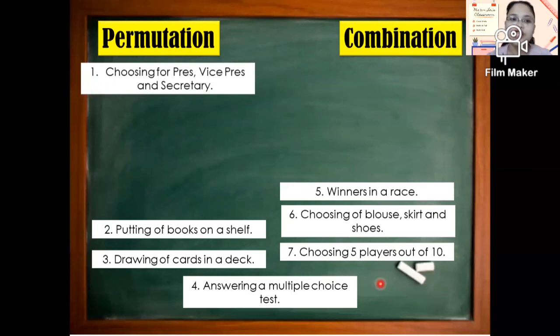Yan. Ang number 1 ay permutation kasi may specific order. Hindi lang basta pipili lang ng officer. Basta ang pinipili ay may mga position talaga. May specific position. Kailangan president, vice president, and secretary. Okay? Yung number 2, putting a books on a shelf.